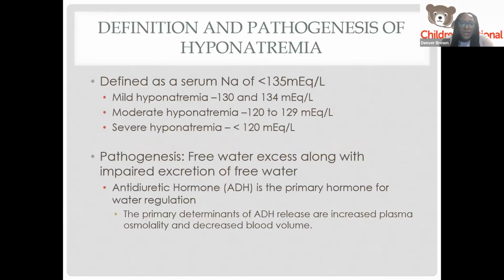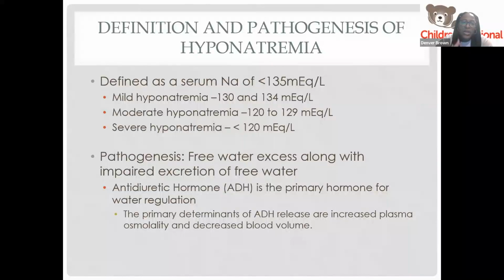So hyponatremia is defined as a serum sodium of less than 135 milliequivalents per liter. Mild hyponatremia is when your serum sodium is between 130 to 134. Moderate hyponatremia is when the serum sodium is between 120 and 129. And severe hyponatremia is defined by a serum sodium of less than 120.